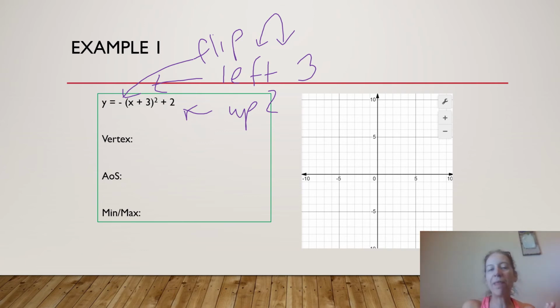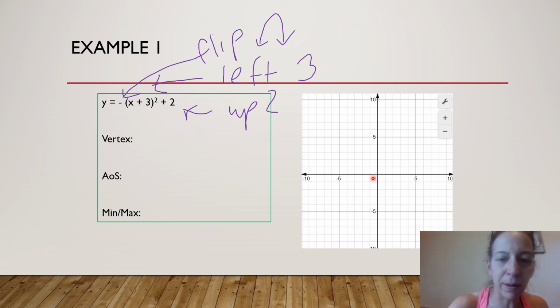If you need a review on that, you want to go back and look at the last lesson, lesson 1, where there's a big chart at the beginning of the lesson on what the transformations are. So to graph this, I'm going to come over to my coordinate plane. I'm going to go left 3, up 2, and then when I go to sketch it, I'm just going to make sure that my parabola is flipped over. So left 3, 1, 2, 3.